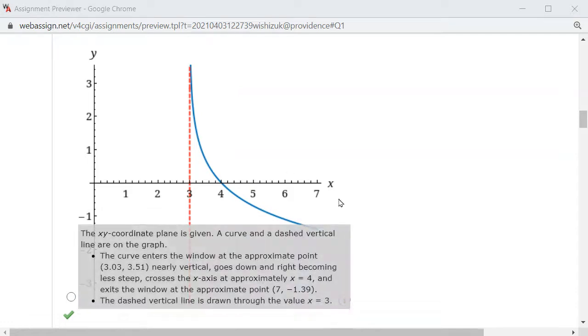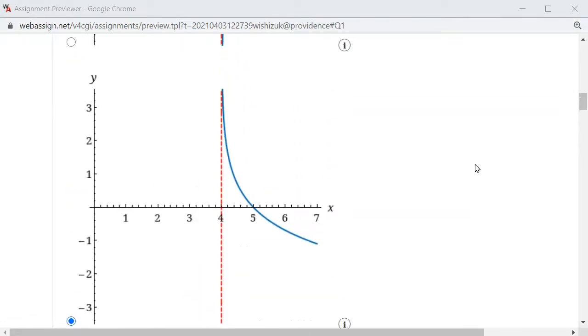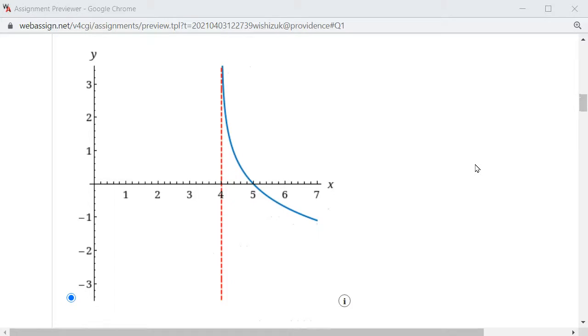I came back and it looks like we got the picture correctly. The correct picture is this one right here. That's it. I hope that this was clear.